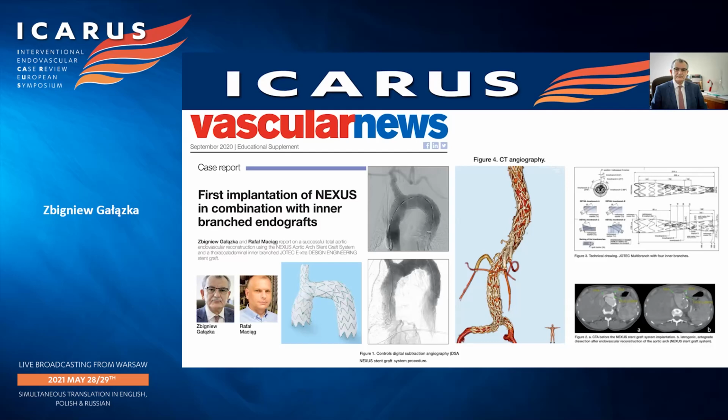The next step was the implantation of the inner branch endografts in the abdominal aortic aneurysm. We published this success in Vascular newspaper in September 2020. On the right side of the slide, you can see the complete exclusion of the aneurysmal sac in the thoracic and abdominal aortic aneurysm and good patency of the branches in the visceral arteries.